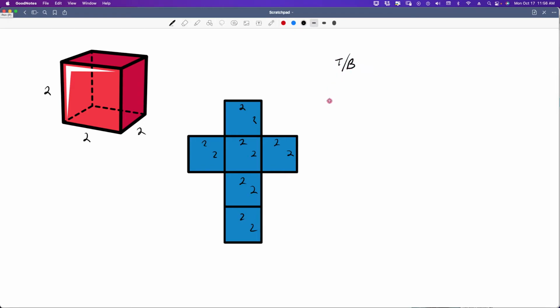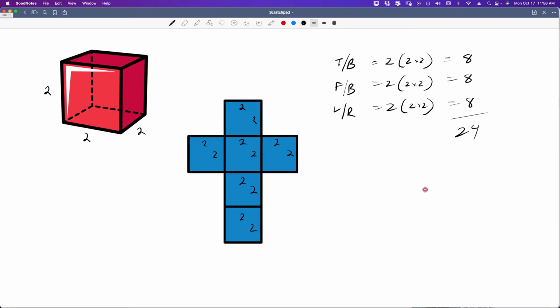So you have the top and the base, the front and the back, and the left and right that are always going to be the same in any type of rectangular prism. So that would be 2 times 2 times 2, 2 times 2 times 2, 2 times 2 times 2. Well, that's going to be 8, that's going to be 8, and that's going to be 8. You're still going to get 24. You still get the same value. So if you aren't quite sure, use the rectangular method. It's going to give you the same answer.